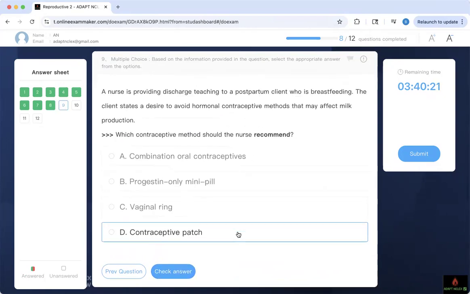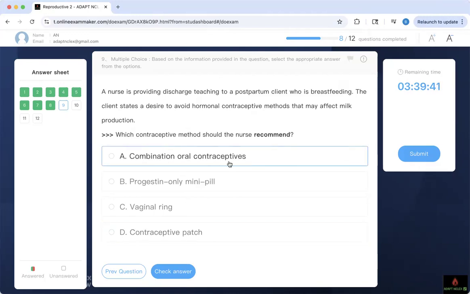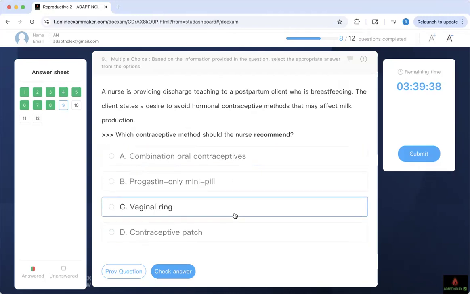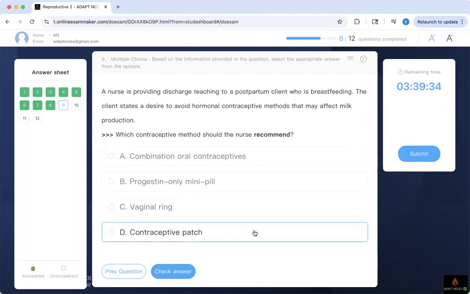And this is providing discharge teaching to a postpartum client who's breastfeeding. The lady is breastfeeding, right? The client wants to avoid a hormonal contraception method that may affect what? Milk production. Therefore, she does not want to take pills that will affect milk production. You have to know which pills affect what? Milk production. This is health promotion and very, very important. That's what the mother will ask you: which contraception is good? You take it, but whether it's a pill or a patch, it cannot affect what? Milk production. Combined oral contraception, progesterone-only mini pill, vaginal ring, and contraceptive patch.